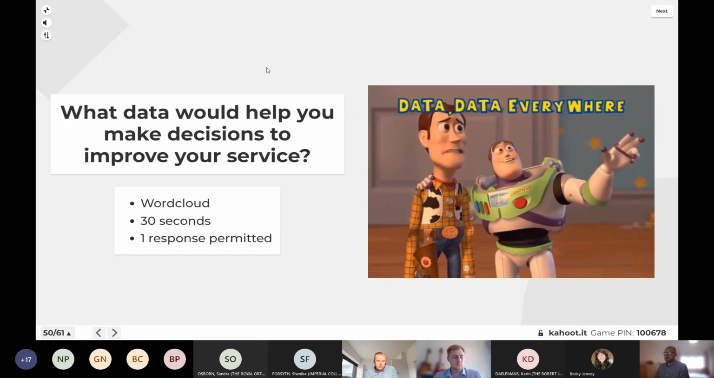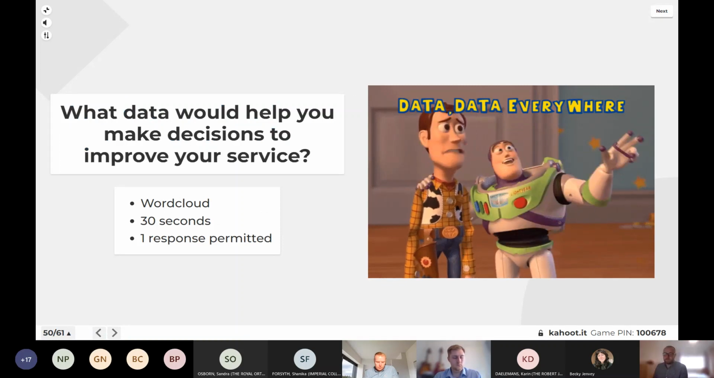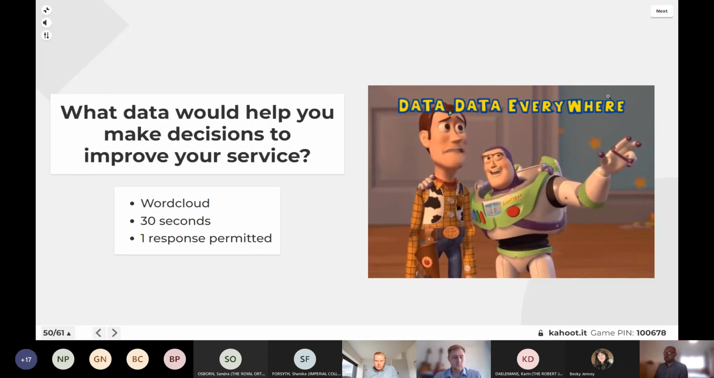Right, then the next one is a word cloud. So like I said before, any data item you think might help you to make decisions or benchmark against your peers, that sort of thing.